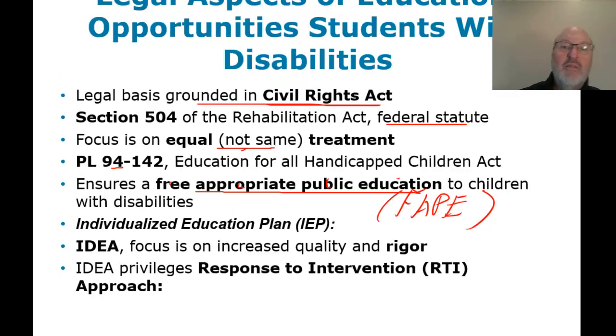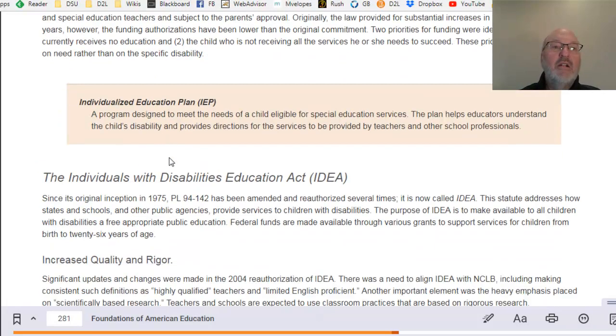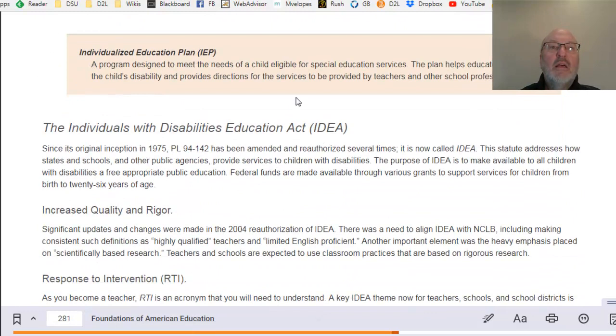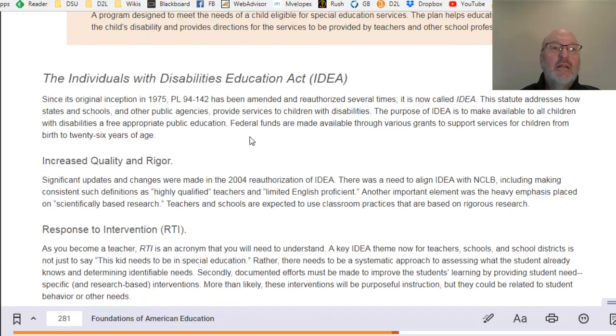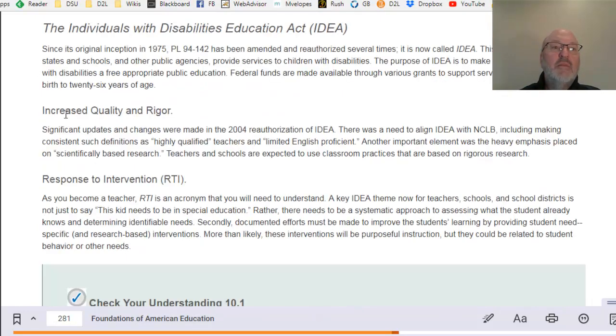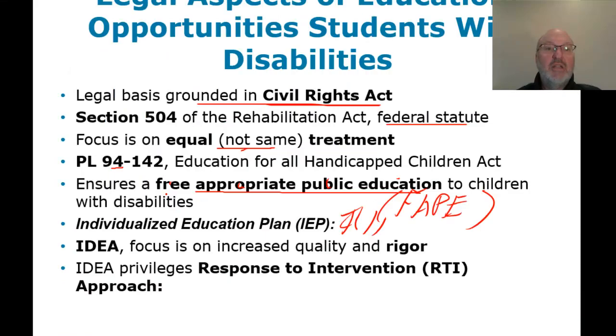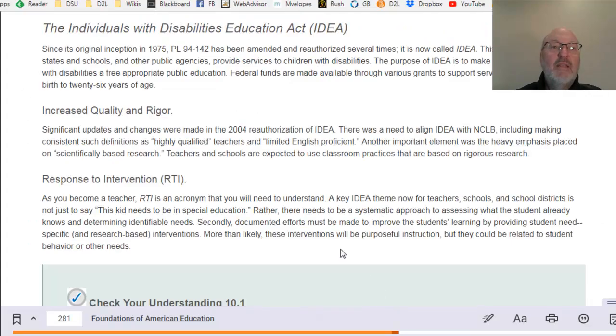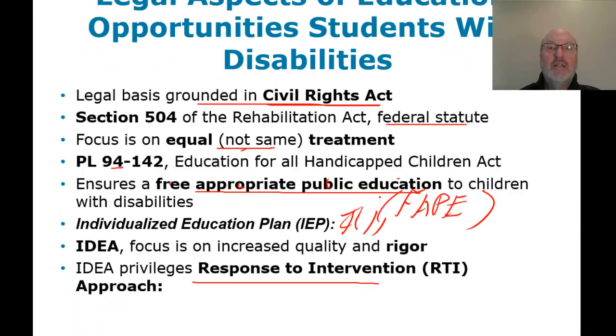This will be your number 11: what is an IEP and what is it about? And that will come from right here. Here's IEP. And talk about this in your statement. Increased rigor, response to intervention. Okay, right here, just for that one. That comes from here also. And so this is number 12 here. What is response to intervention?